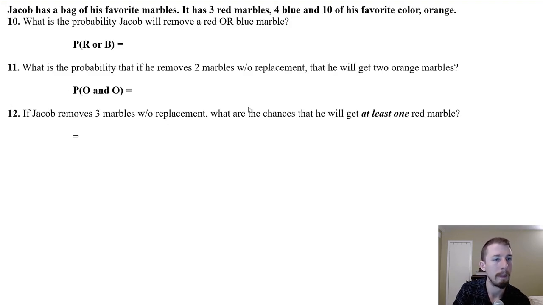Jacob has a bag of his favorite marbles, and in it he has 3 red marbles, 4 blue, and 10 of his favorite color, the orange marbles. What is the probability Jacob will remove a red or a blue marble?